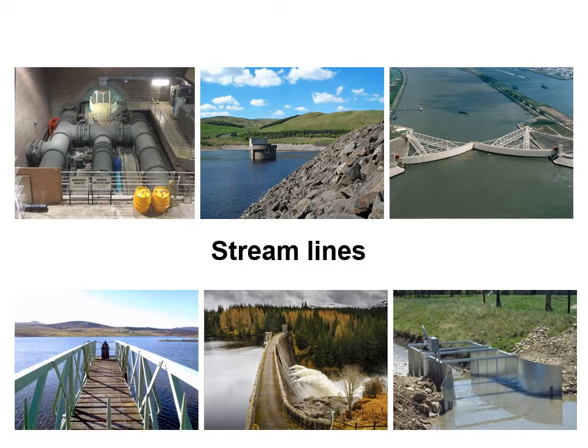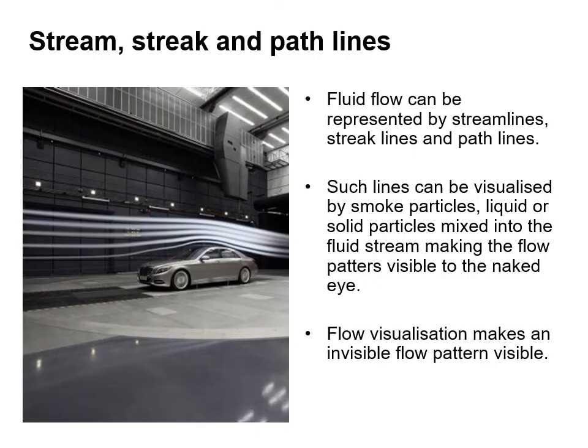So now I'm going to introduce the concept of streamlines and how we visualize flow. Fluid flow, in this case air, can be represented by streamlines, streak lines and path lines. Such lines can be visualized by smoke particles, liquid or solid particles mixed into the fluid stream, making the flow patterns visible to the naked eye. Flow visualization makes an invisible flow pattern visible.